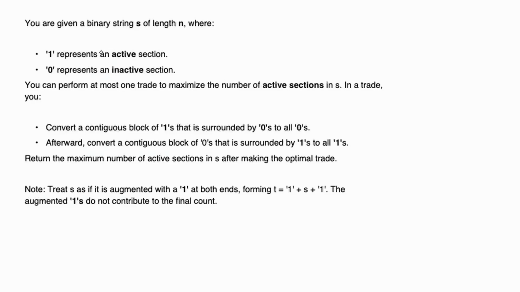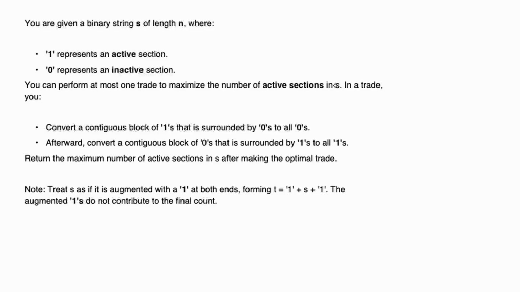Hello everyone. Today we're looking at the problem Maximize Active Section with Trade 1, which was question 2 in Biweekly Contest 153. The question reads that we're given a binary string s of length n, where 1 represents an active section and 0 represents an inactive section. You can perform at most one trade to maximize the number of active sections in s.